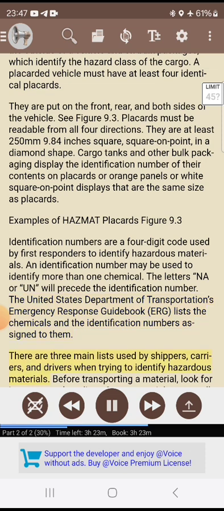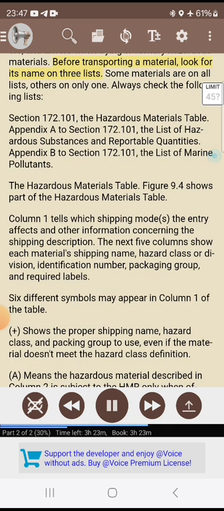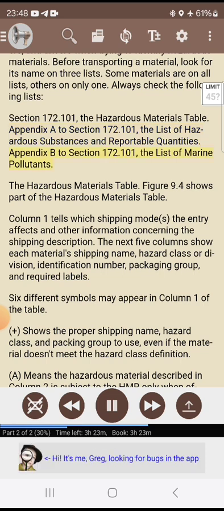There are 3 main lists used by shippers, carriers, and drivers when trying to identify hazardous materials. Before transporting a material, look for its name on the 3 lists. Some materials are on all lists, others on only one. Always check the following lists. Section 172.101, the Hazardous Materials Table. Appendix A to Section 172.101, the list of hazardous substances and reportable quantities. Appendix B to Section 172.101, the list of marine pollutants.